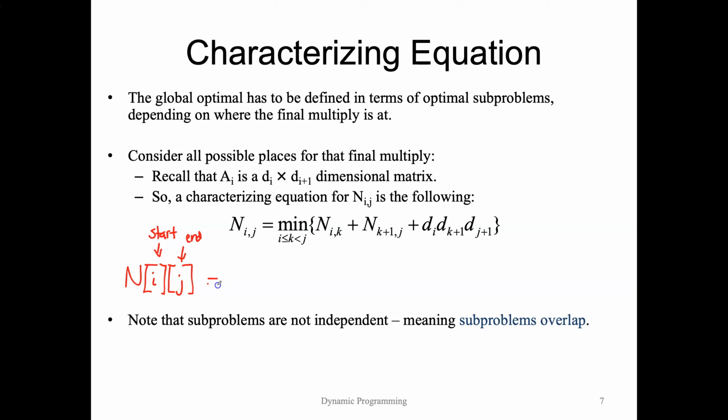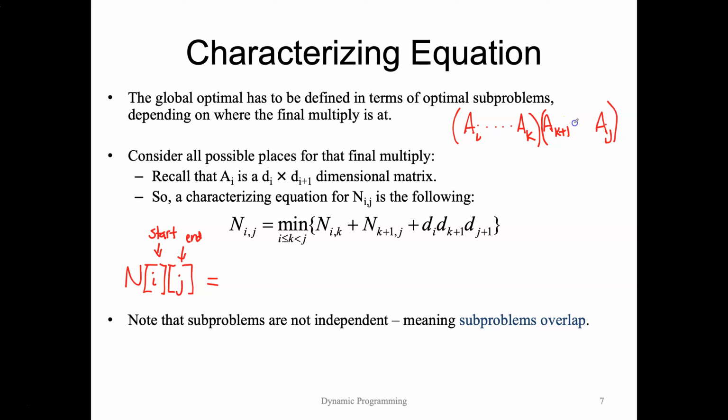So this is the cost of forming our left matrix, forming our right matrix, and then multiplying those two matrices together. So if we have here A sub i all the way up until A sub j, somewhere we'll have that final multiplication. Maybe we split this at A sub k. Okay, it could be anything.